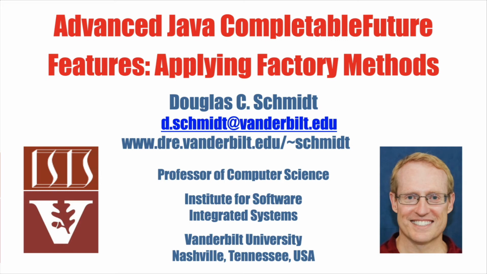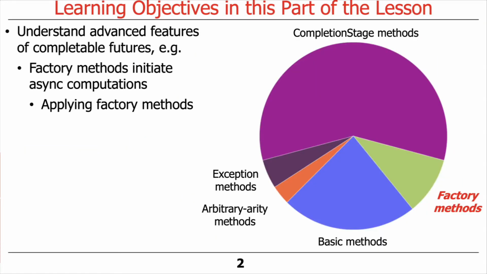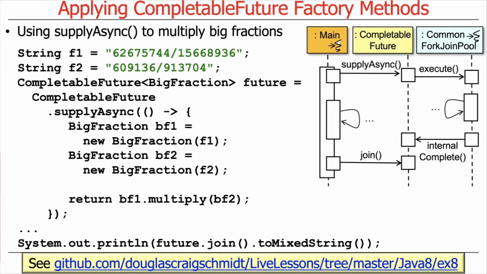So now that we've talked a bit about what factory methods are, and I showed you supplyAsync and runAsync, let's take a closer look at how you might apply the supplyAsync model, since, as I mentioned before, it's by far the most common. And you can see that there's really only a handful of factory methods, but they're very important because nothing else really starts, for the most part, unless you use them.